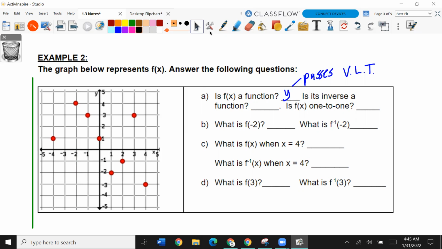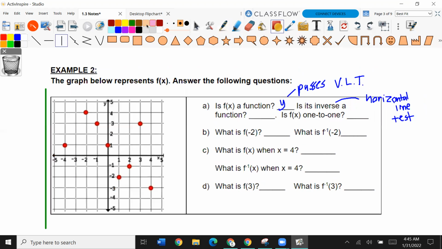So for its inverse to be a function, it has to pass the horizontal line test. So put a little horizontal line through that and see if there are 2 points or multiple places where 2 points hit that horizontal line at the same value. Horizontal line test. This little pen's not working too well for me today. So I'll put a little horizontal line through that, and let's see what's going on with that.